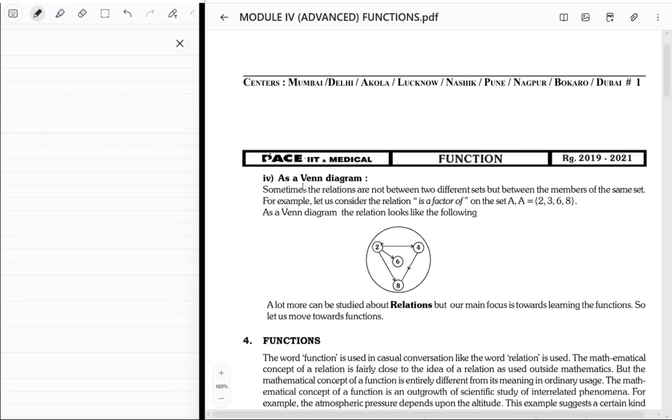Sometimes the relations are not between two different sets, but between the members of the same set. Oh, okay. So for example, let us consider the relation "is a factor of" on the set A, where A is given as {2, 3, 6, 8}. As a Venn diagram, the relation looks like the following. So 2, 3 are prime, and then 6, 8 are completely made of these primes. That's the important thing. So 8 will be only connected to 2.